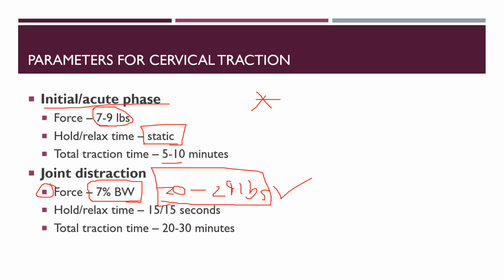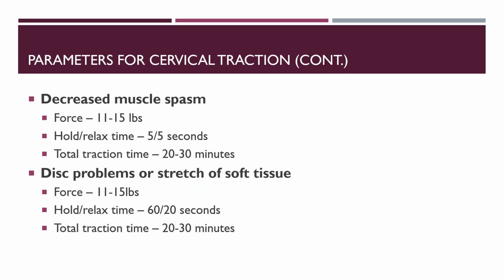And I would say this is probably more realistic on what you would do in real life, but you still need to know 7% of the body weight. Joint distraction, it's the same as the lumbar spine. It's a 1-to-1 ratio, but 15 seconds on, 15 seconds off, and 20 to 30 minutes. And we're starting to see some more patterns develop here, which is nice.